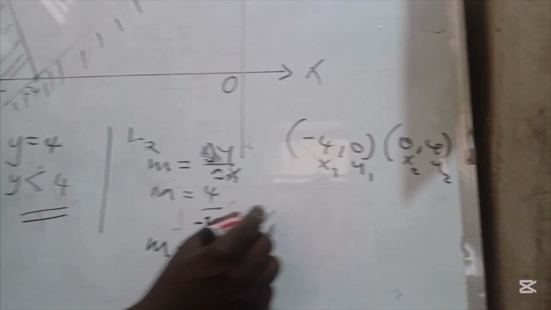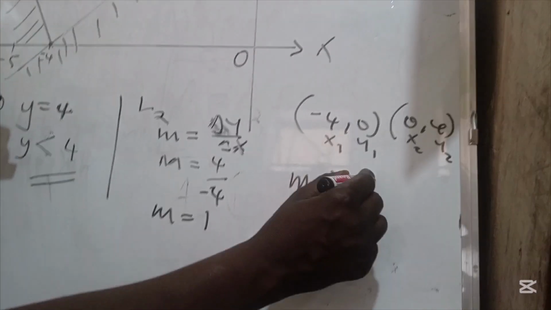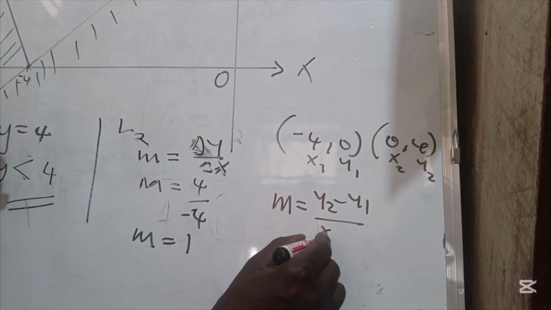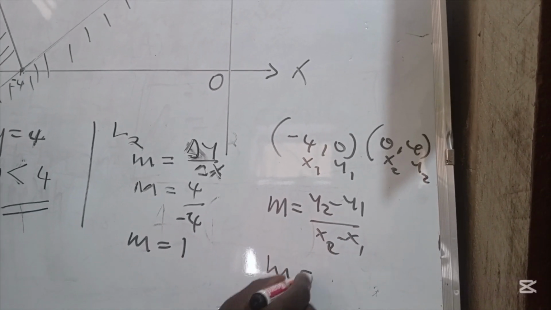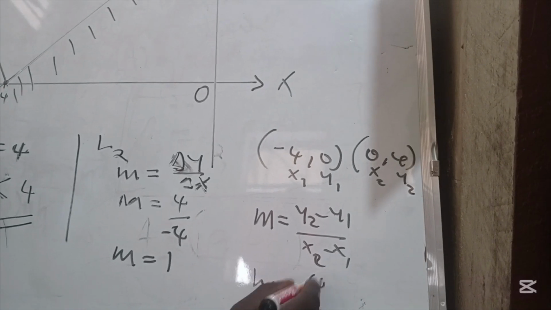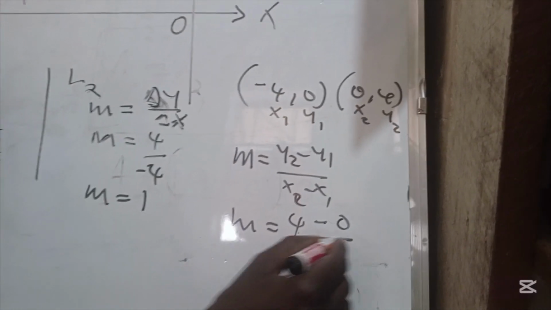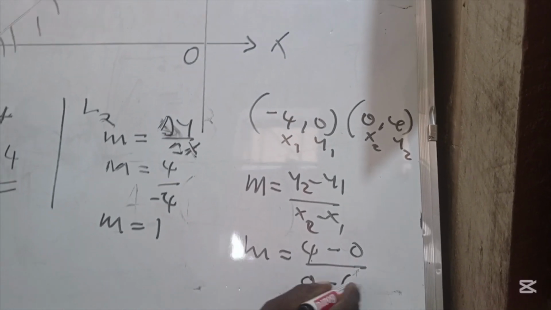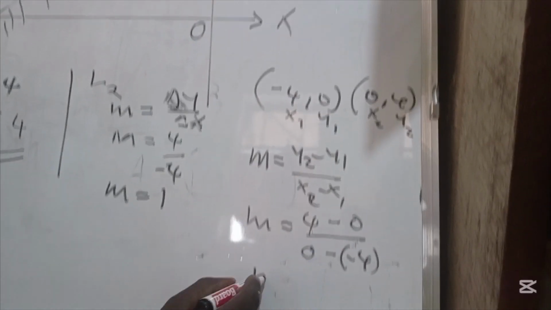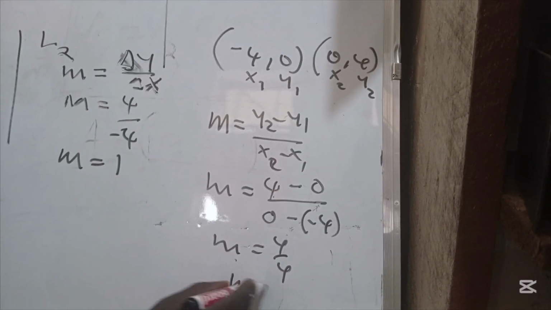How do we find the gradient? Gradient is equal to y2 minus y1 over x2 minus x1. My y2 is 4 minus 0, over x2, which is 0 minus negative 4. You are going to agree with me that this is 4 over 4. So my gradient is equal to 1.